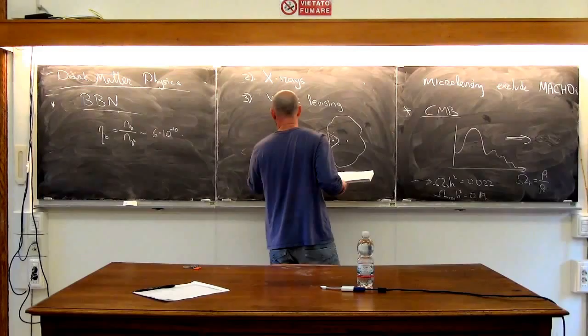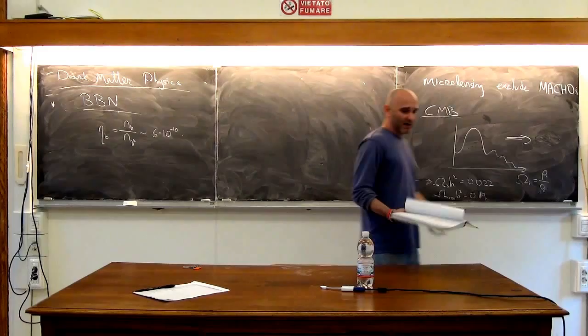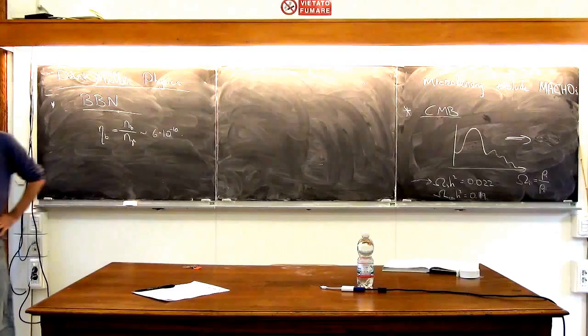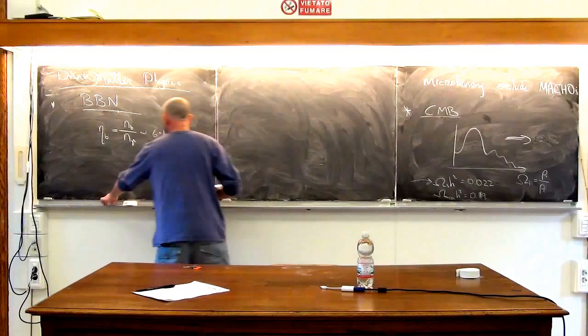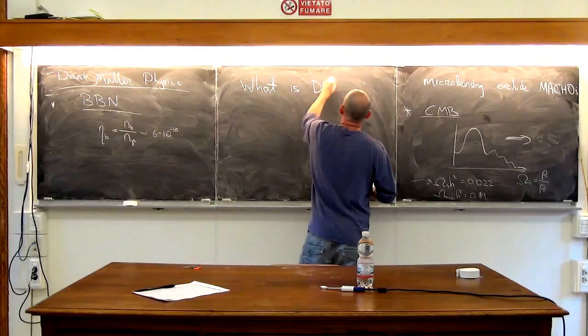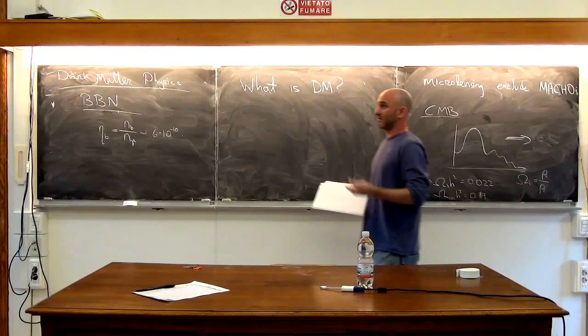Okay. So now we have convinced ourselves that there is dark matter. How do we approach this? How do we think about it in an organized way? And what are the parameters? What kind of parameters are we trying to explain? There are quite a few parameters that we would like to try and explain and that are related to our experimental ways to try and probe dark matter.